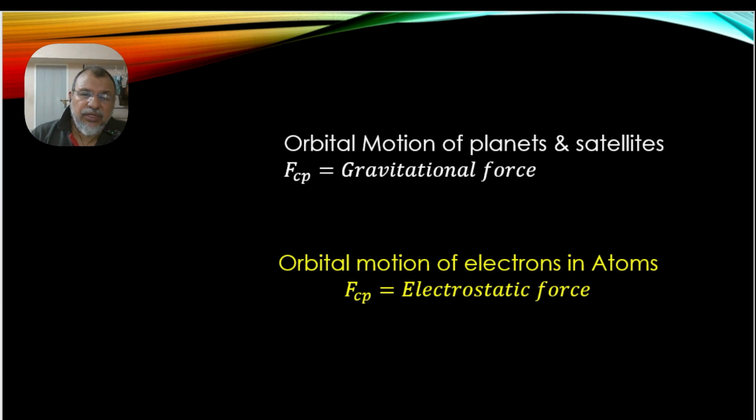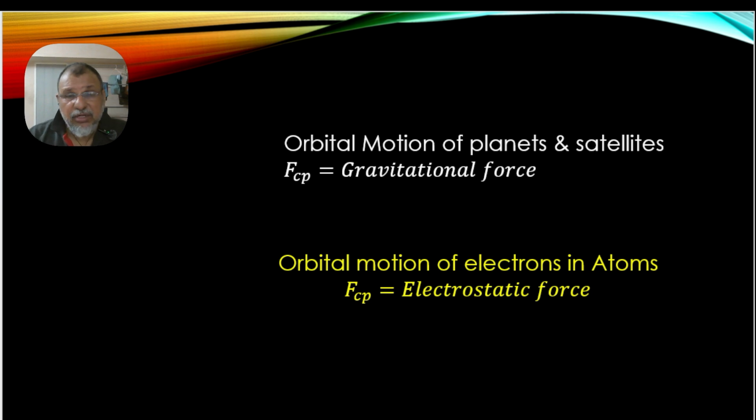Now we will see some of the very common phenomena in which centripetal force plays an important role. First, we will start with the motion of celestial bodies like planets or satellites. Planets are revolving around the Sun. Satellites are revolving around the planet. In these cases, if we assume that they are moving in nearly circular orbits, there must be some centripetal force. So in the case of celestial motion, centripetal force is provided by the gravitational force.